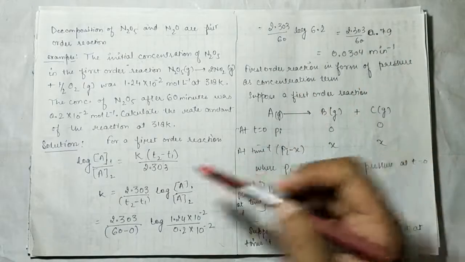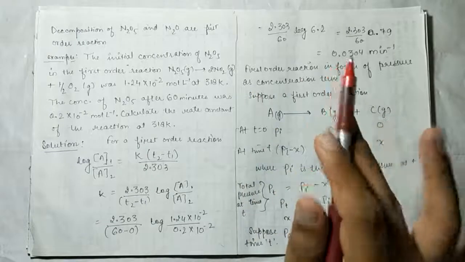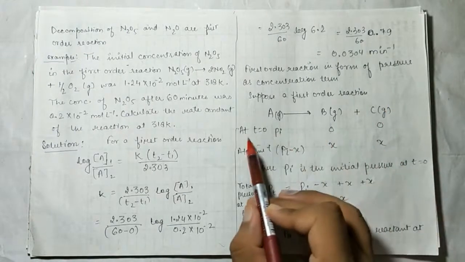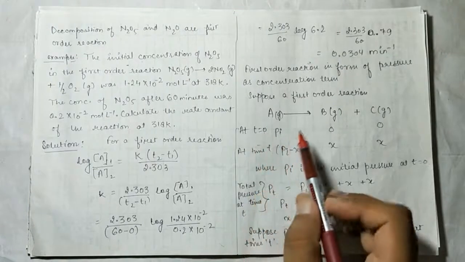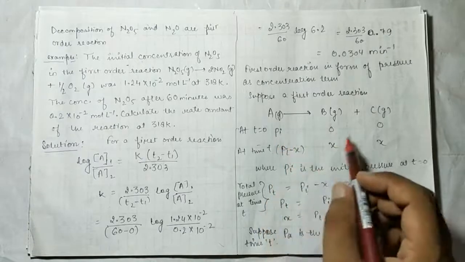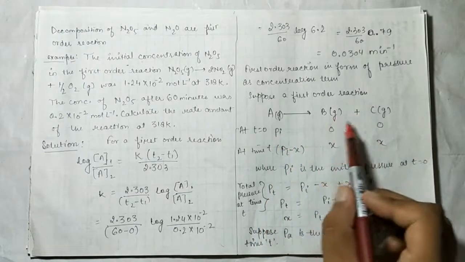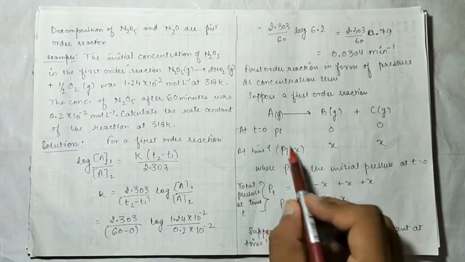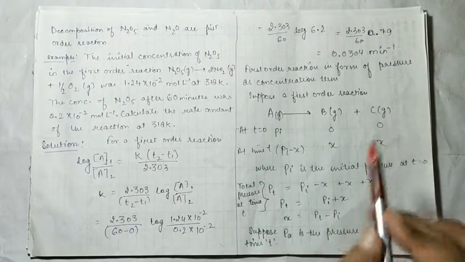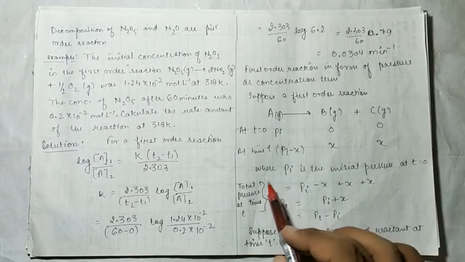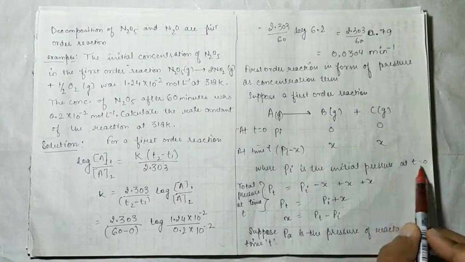Then this is a question. If the first order reaction is not given in the form of concentration but in the form of pressure, that is, a gas is given in the reactants, then initially at time 0 we consider that the pressure of this reactant is pi, where i means initial. As no product is formed, the pressure of the products is 0. After time t, let's consider that the pressure decreases by x, and these two products will have pressure x and x.